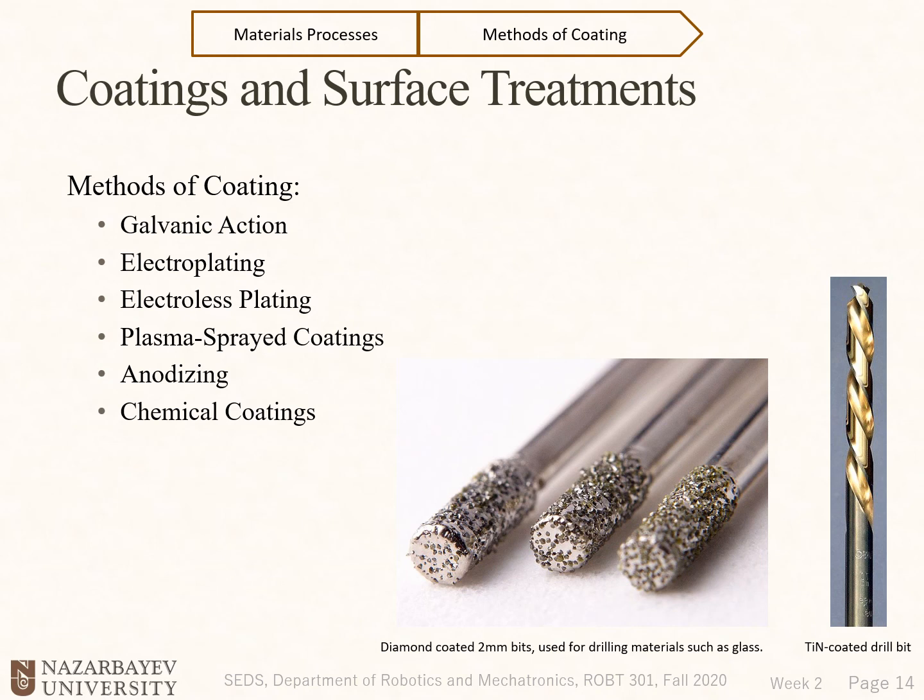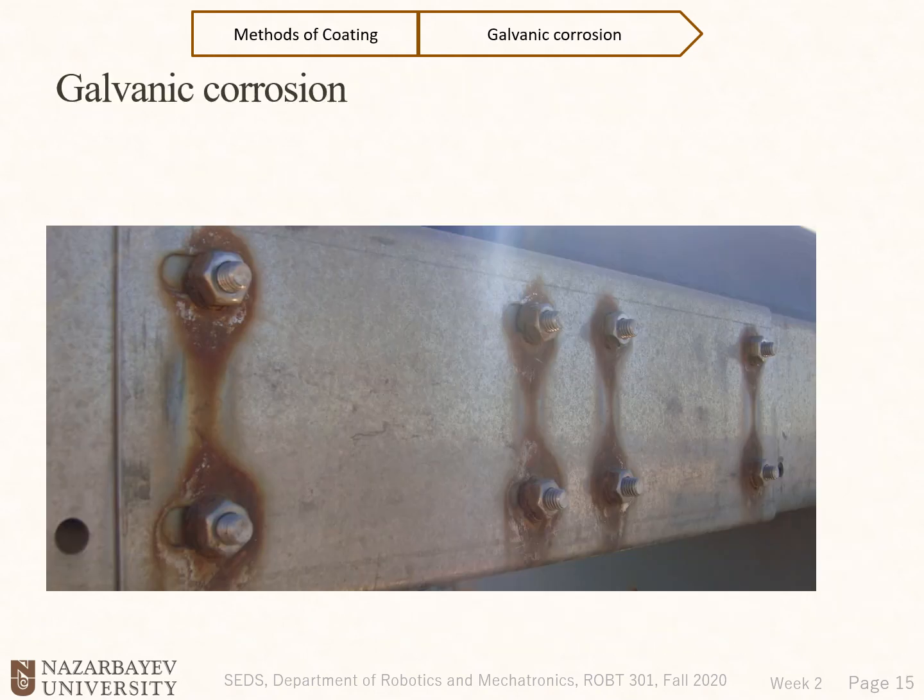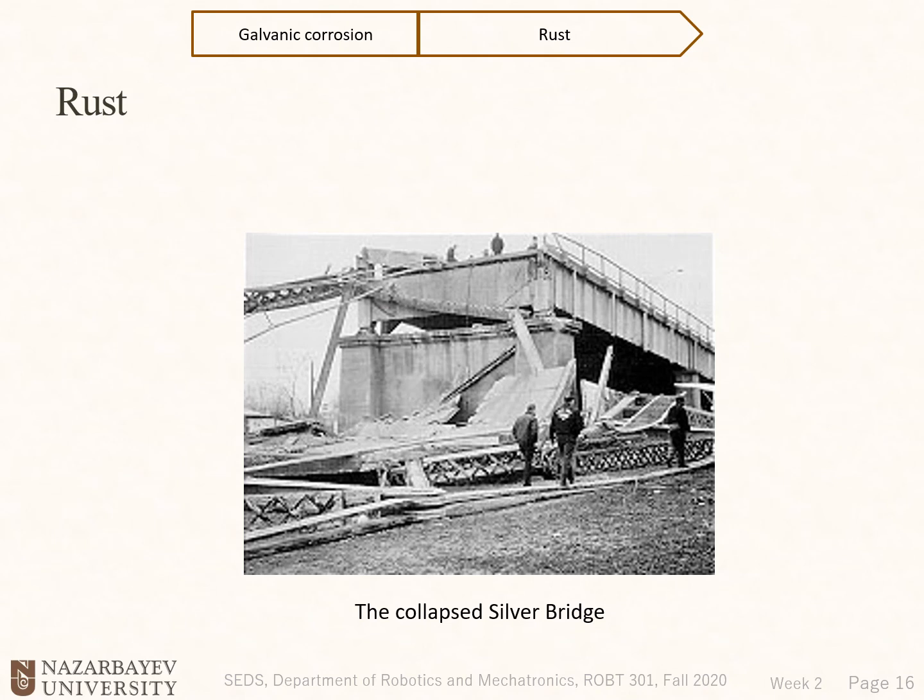So here in these pictures, you could see coated bits. Here we have the diamond coated 2mm bits, and here we have a thin coated drill bit. The thin layer is sitting on this bit to increase the wear resistance property of the bit. Here you see galvanic corrosion happening, a reaction between these bolts and nuts and the surface. And in this picture you will see the collapse of the Silver Bridge, which happened because of rusting, and that's why we should have a coating and surface treatment.